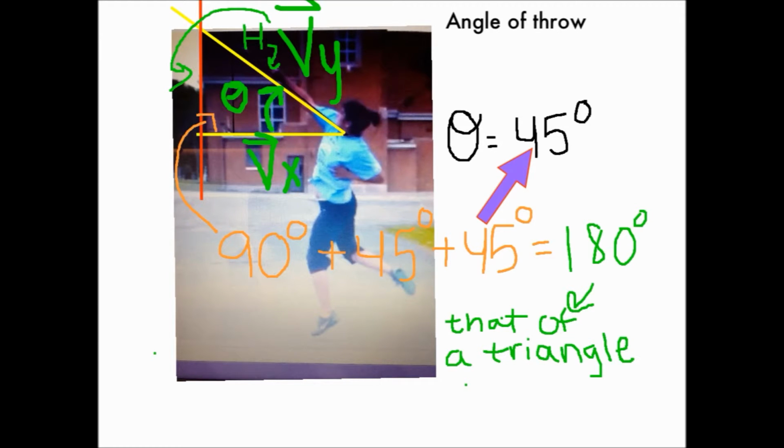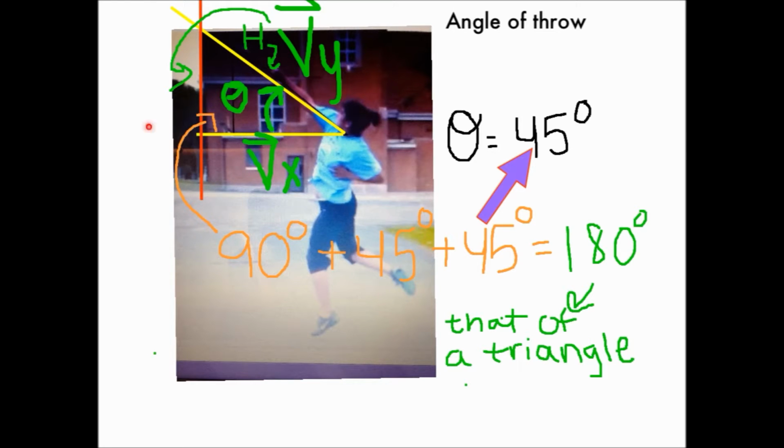Now we need to find the angle of the throw. So when I threw the discus, my arm was like this, and that line represents the hypotenuse. And this angle equals theta. So that's what we want to find.